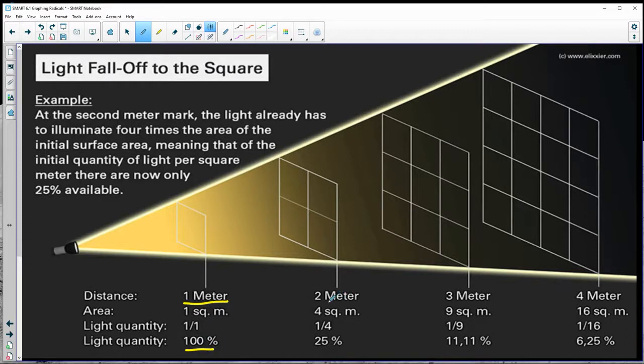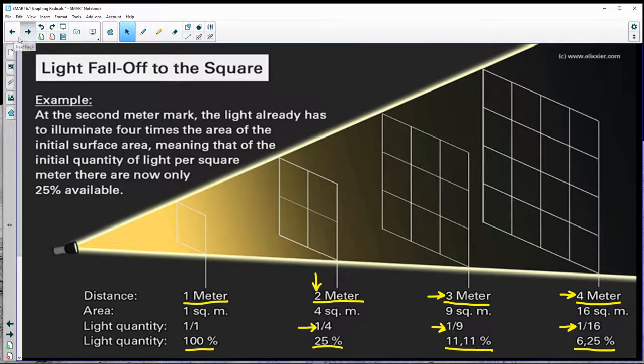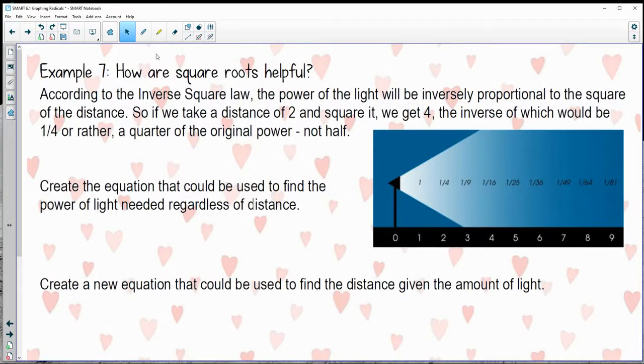Here's what's interesting. If I stand 2 meters away, I'm actually down to 25%. If I stand 4 away, I'm down to 6.25, and if I'm at 3. Now, these relationships are definitely a little bit interesting because it looks like I'm at 2, and then I can see light quantity is 1 over 4, 3, 1 over 9, 4, 1 over 16. It's starting to look like a pattern here. This pattern is actually called the inverse square law, and it's actually how light and distance work together. This is just one application in photography.